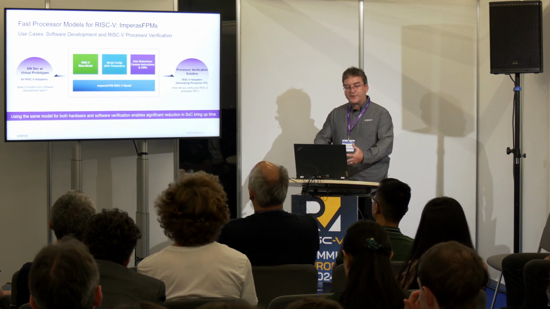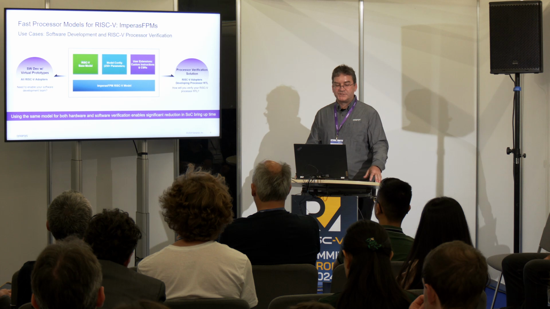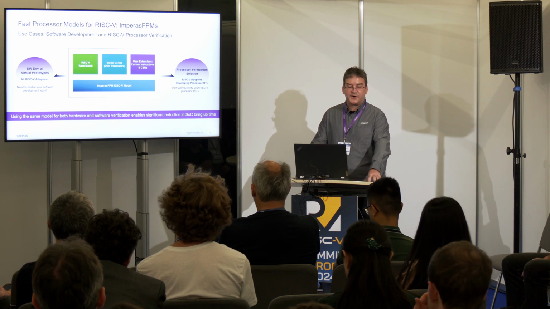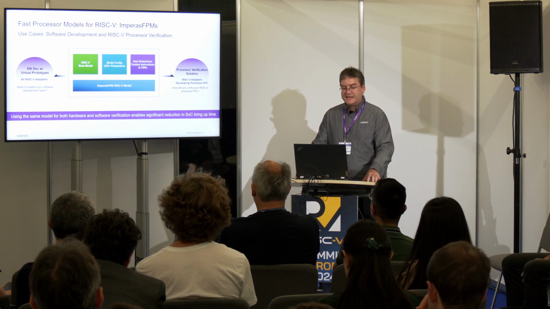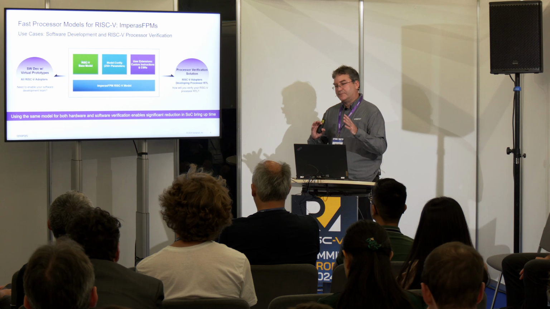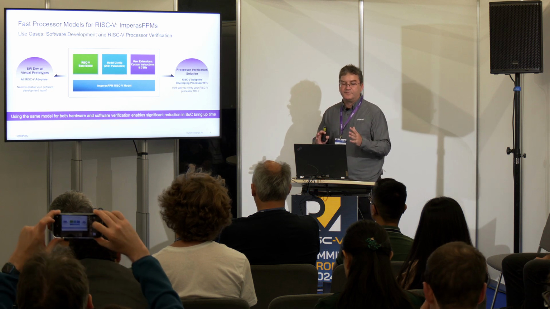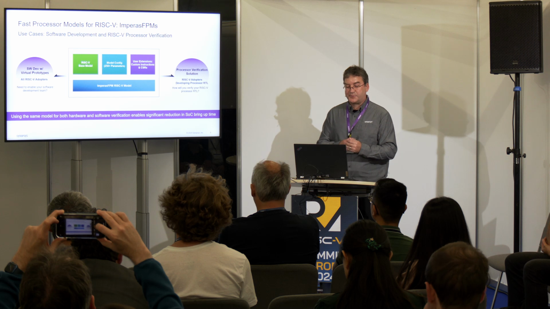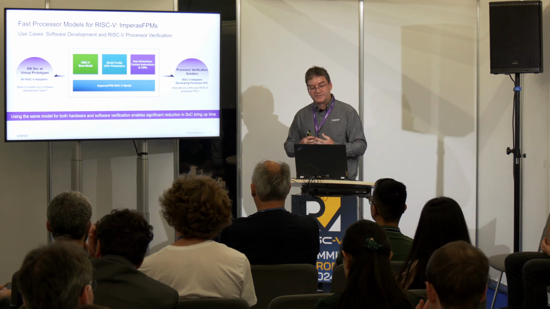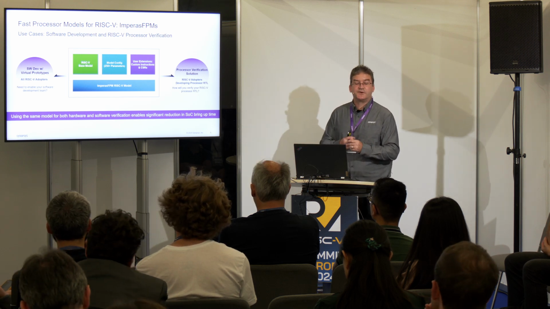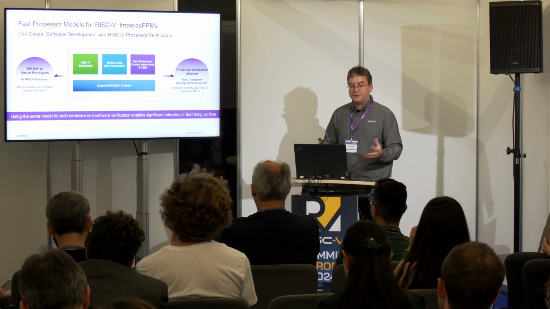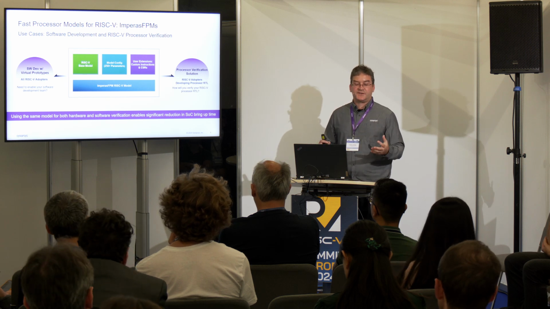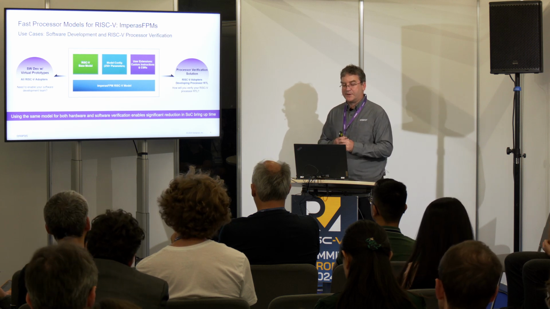So part of the portfolio that came with the Imperis acquisition is a set of models called fast processor models. These basically are, when you have your basic RISC-V base model as well as the optional configs that are defined as part of the standard, as well as user extensions, so custom instructions and CSRs that want to be added, that can all be supported in this fast processor model from the Imperis team.